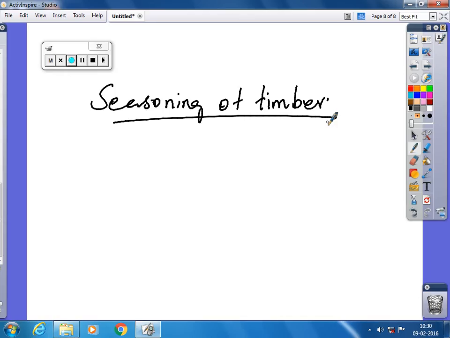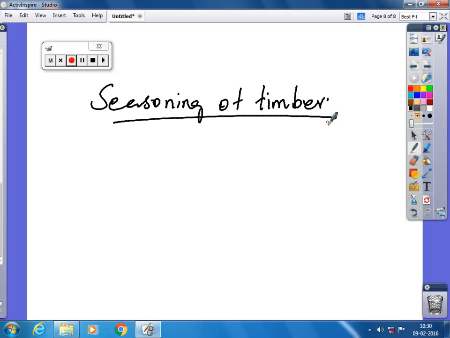And what is the advantage of using timber? We can easily dismantle it and use it in some other place. And if the timber is maintained well, the life of the timber structure is more. If you keep it dry, you need to keep it dry. If you keep it wet, you need to keep it wet.